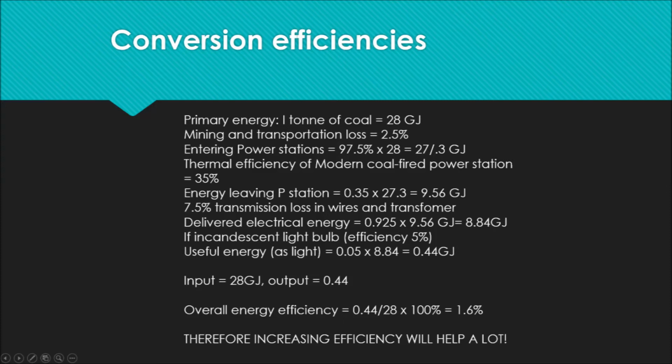Therefore, it is very important for us to increase efficiency in whatever way, whether in delivery, transportation, or the energy efficiency of the appliances being used. This will help a lot.